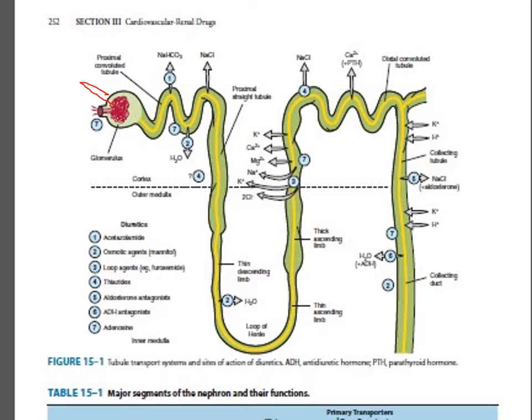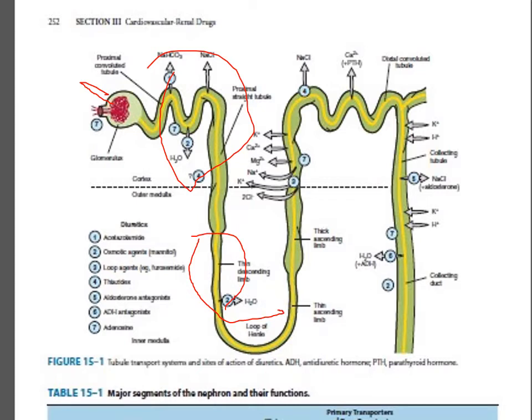So this is the site where the various diuretics usually work. As we discussed, carbonic anhydrase inhibitors and mannitol are the diuretics that usually act on that part of the nephron. The other ones are the loop diuretics. Loop diuretics act at the loop of Henle, at this point.